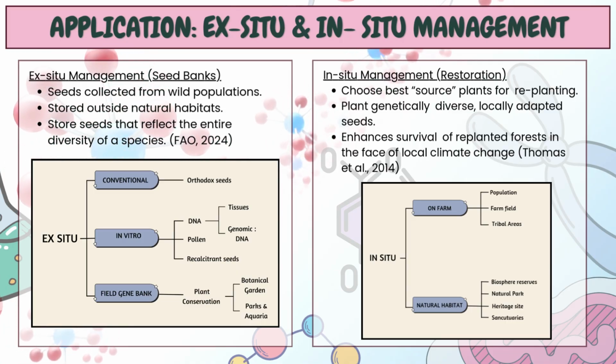This method helps protect plant genetic resources from threats such as habitat loss, climate change, and possible extinction. This diagram shows different ex situ methods, including conventional seed storage, in vitro conservation, and field gene banks, which are commonly used in plant conservation.